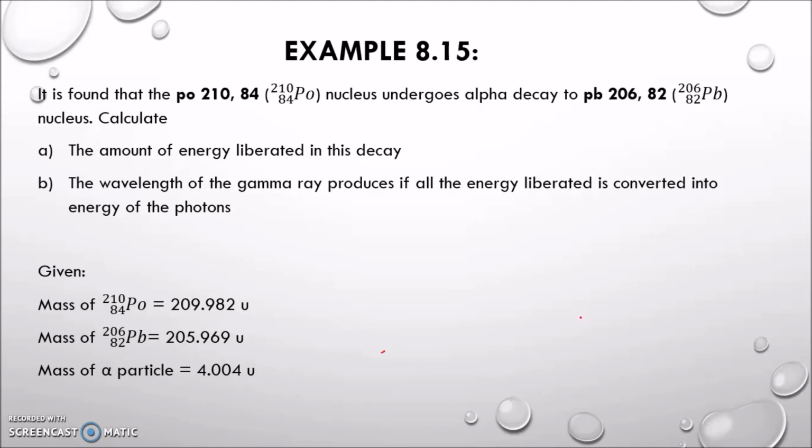Example 8.15: it is found that the polonium nucleus undergoes alpha decay to a lead nucleus. A, calculate the amount of energy liberated in this decay, or energy released during the process. B, the wavelength of the gamma ray produced if all the energy liberated is converted into energy of the photons. For question B, please do a correction to these terms. We are going to find the wavelength of the wave produced if all the energy liberated is converted into energy of the photons. Okay, let's do question A.